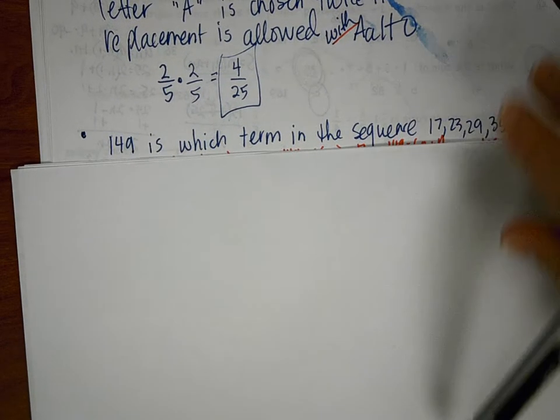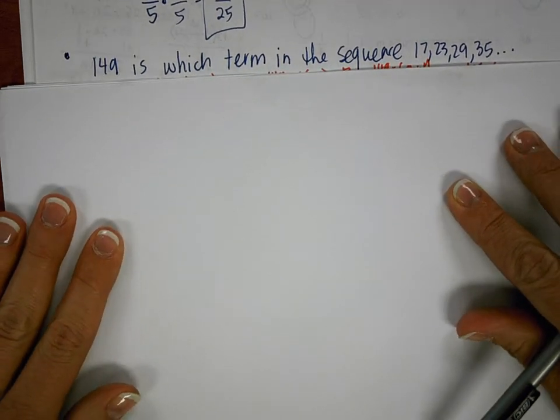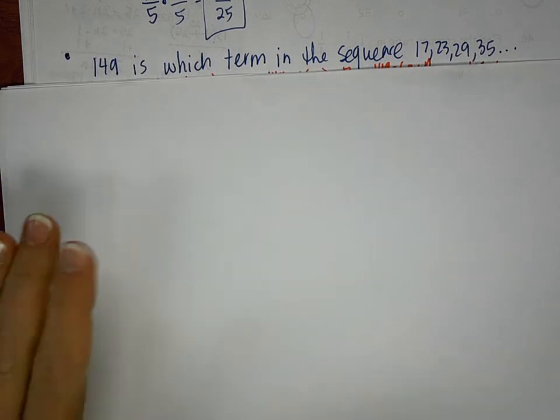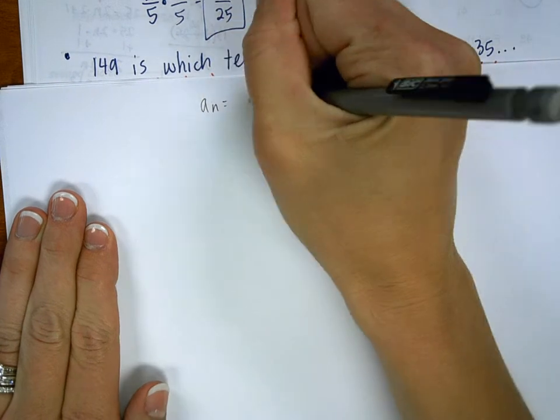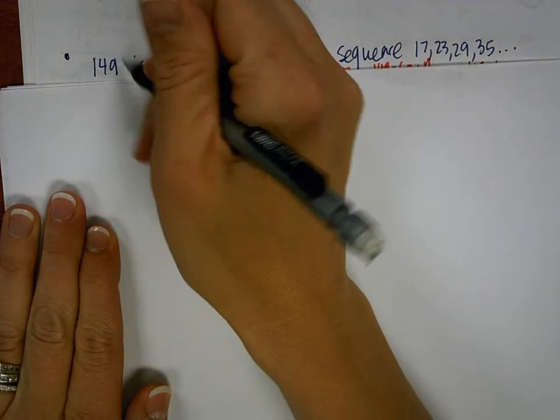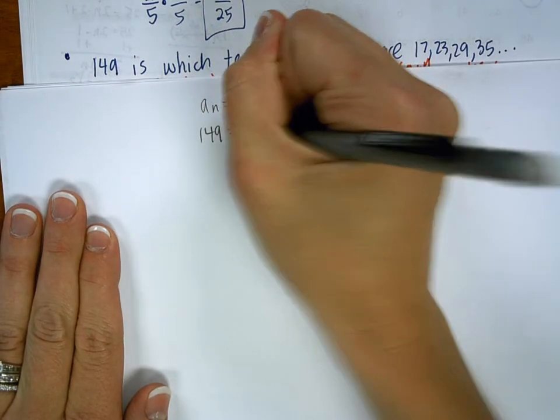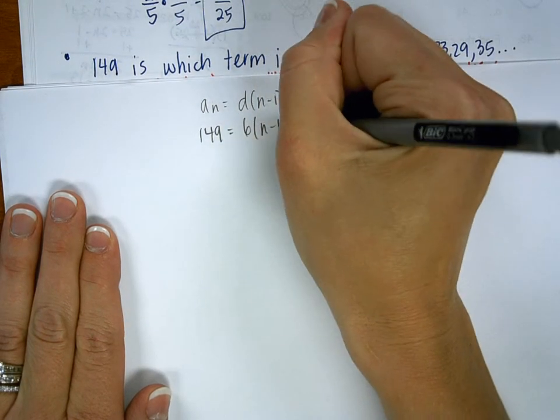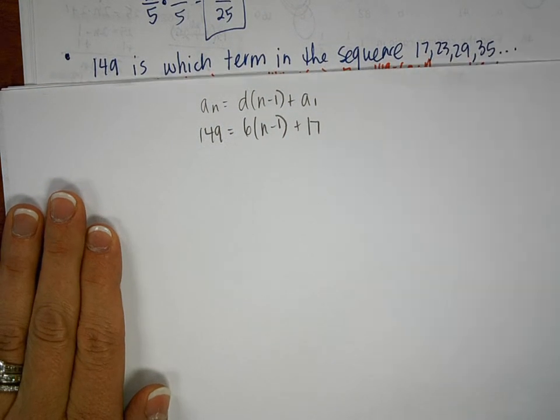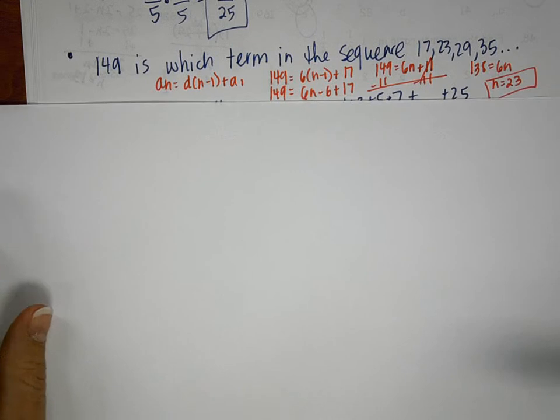Let's see what you can do on this one. So, first of all, you have to decide, is this arithmetic or is it geometric? Arithmetic. What is happening? Adding by 6. So, because your equation is a sub n equals d times n minus 1 plus a sub 1, right? So, we want to find out what term is 149. So, you're going to go 149 equals 6 times n minus 1, because we don't know it, plus 17. And then you'll distribute and solve. So when you do all that, you end up getting 23.